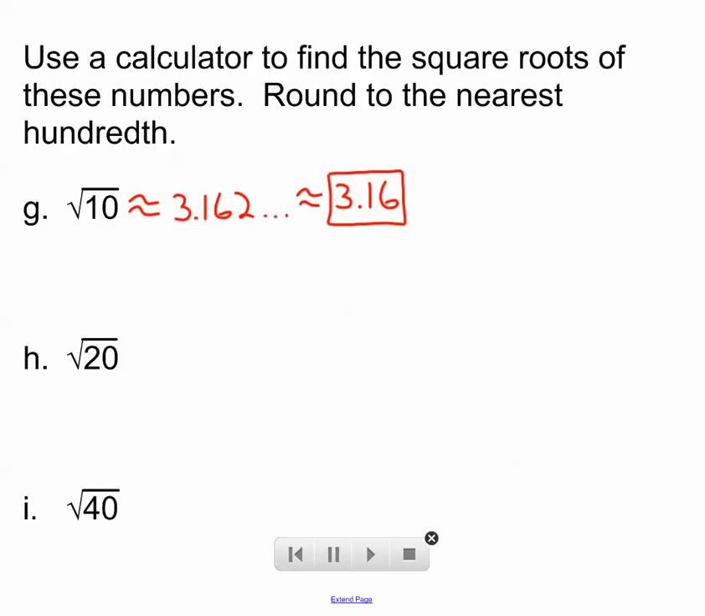Square root of 20 is about 4.472. Goes on from there, so I'll round that to 4.47.